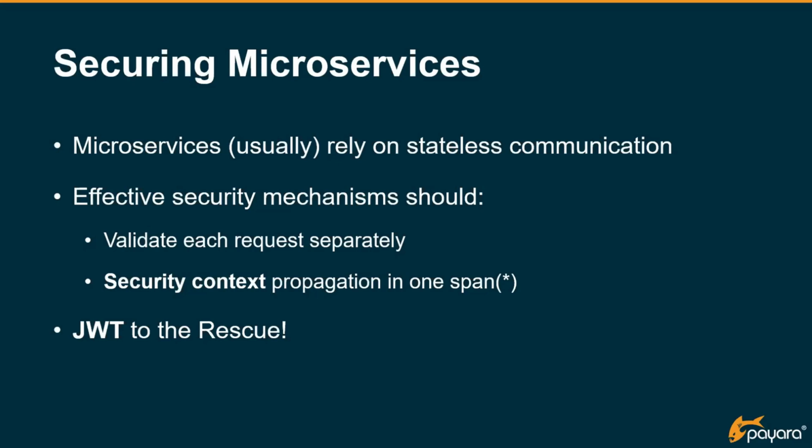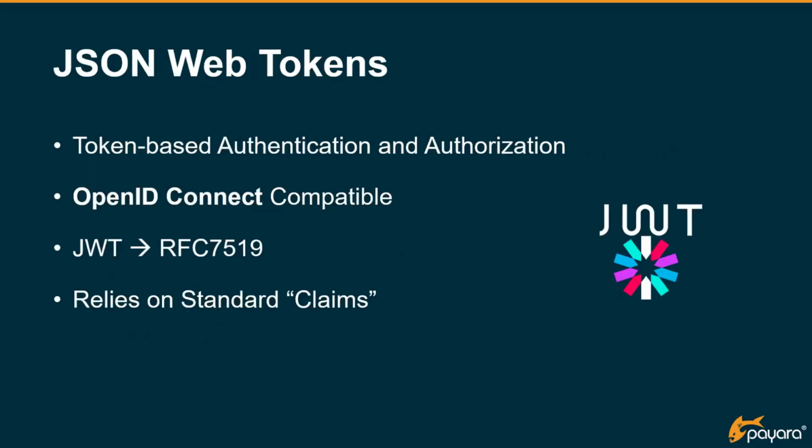So JWT, JSON Web Tokens, which is another web standard that allows you to exchange this information securely, is what you use. JSON Web Tokens are a token-based authentication and authorization standard that is compatible with OpenID Connect. All of these tokens that are generated are specified as such on the OpenID Connect standard. They are based on a specific RFC 7519 that contains all of the details and the schema of these specific tokens and how they need to be generated and validated.